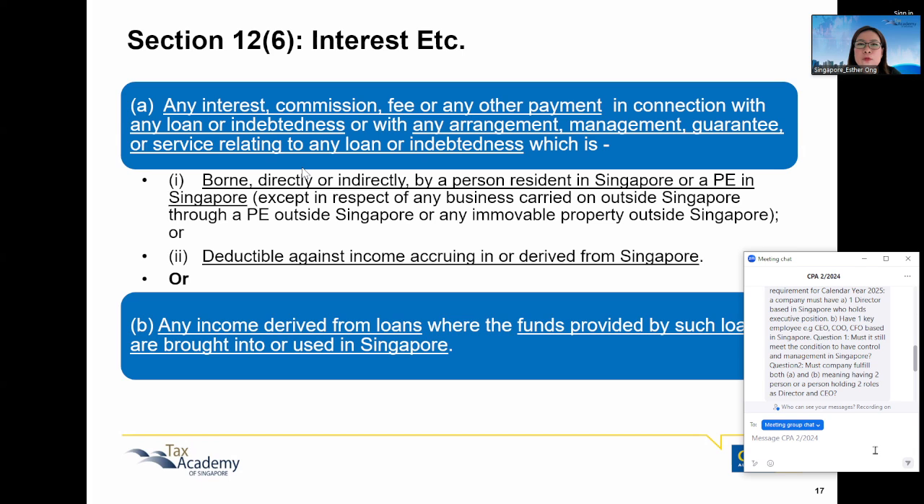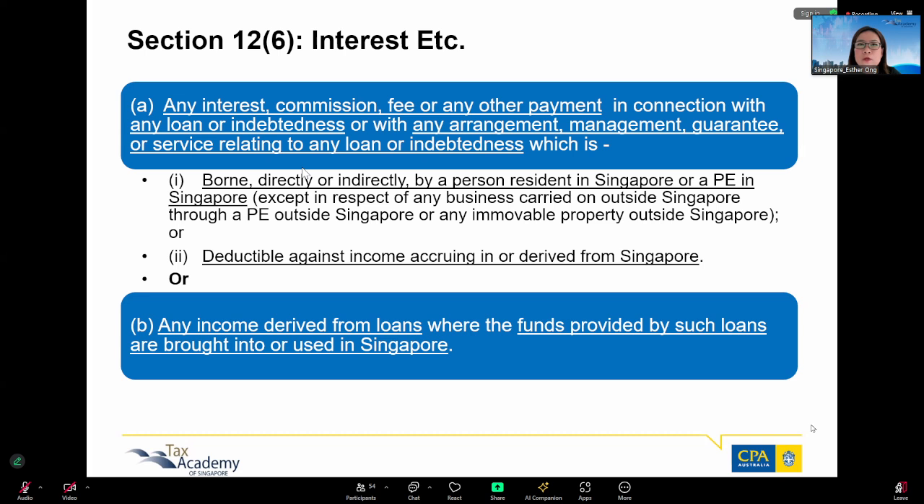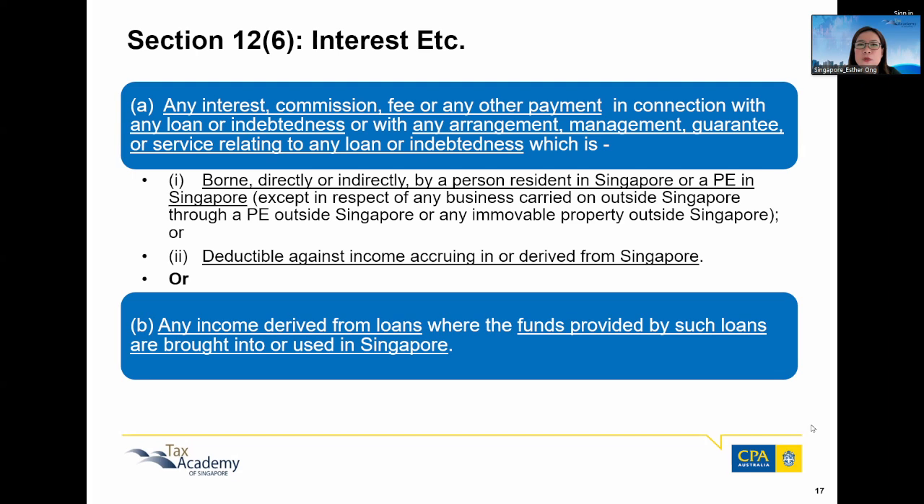Then question 2, must the company fulfill both A and B, meaning having two persons? Let me get back to you on Chia Yong's question B, because I am not very sure exactly. Chia Yong, are you there? Can you unmute to clarify your question? Where is the source of this information? This is from IRAS's website. So it didn't state either-or. It's just that you must have a director based in Singapore who holds an executive position. So my understanding is that the same person can be the CEO and the director. But just to answer your question, control and management is still the relevant tax residency test for companies.